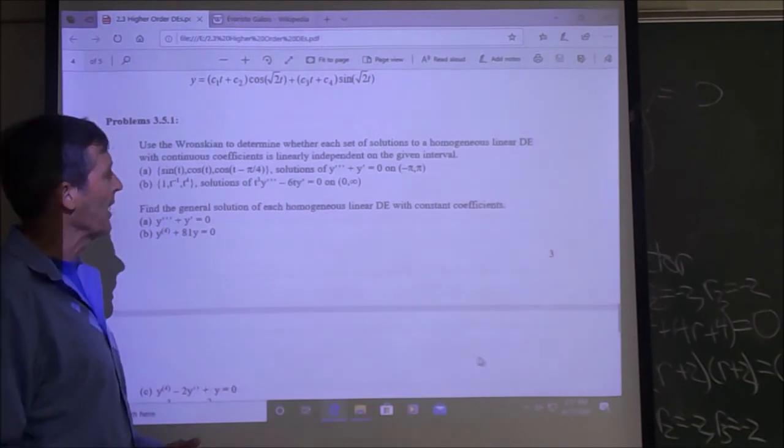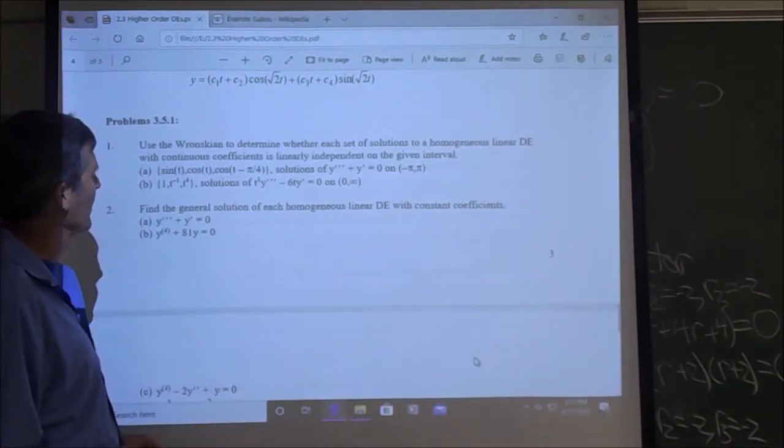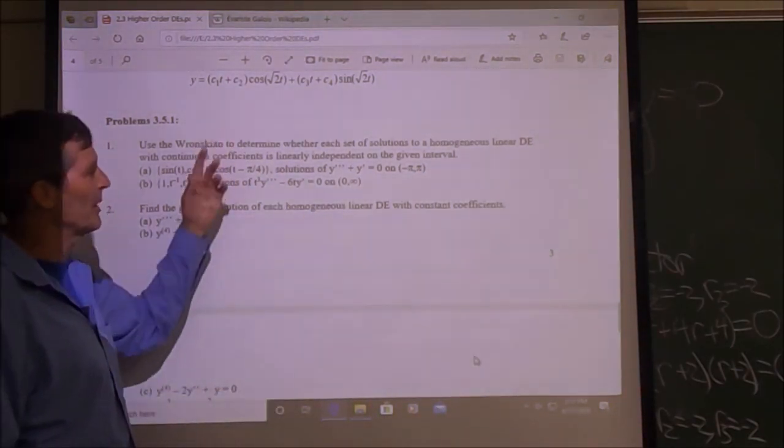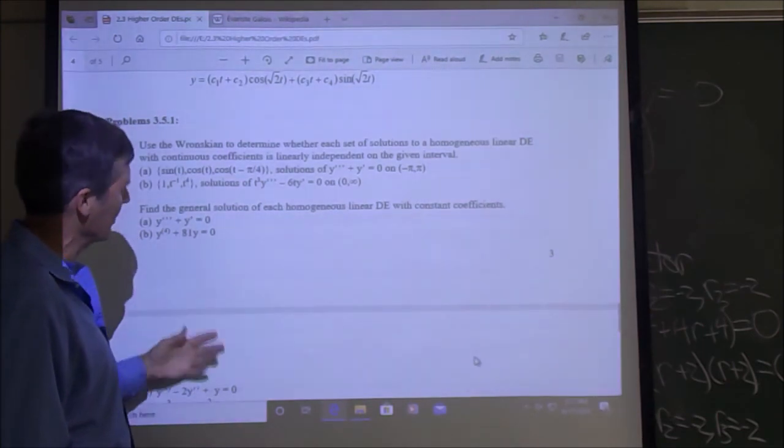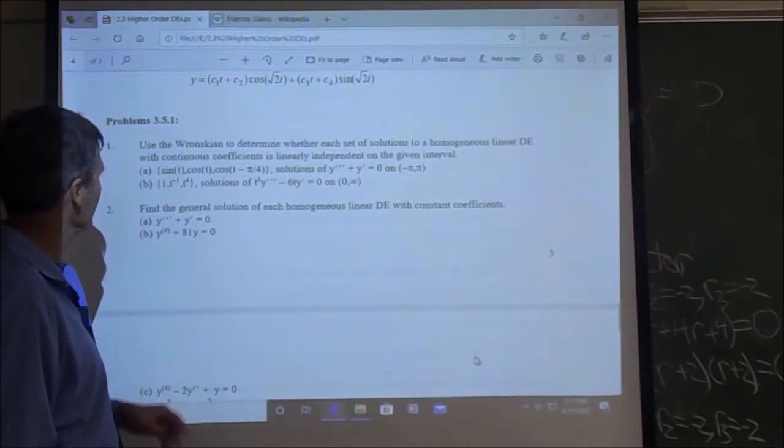So it's a nice abstraction of what we did before. You just have to be able to solve higher degree polynomial equations and figure out to multiply by higher powers of t for the general solution.